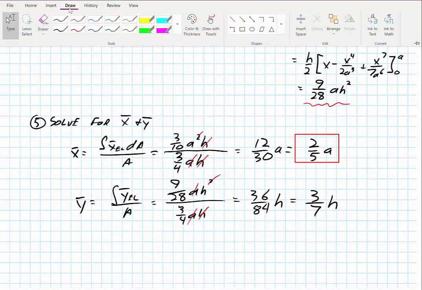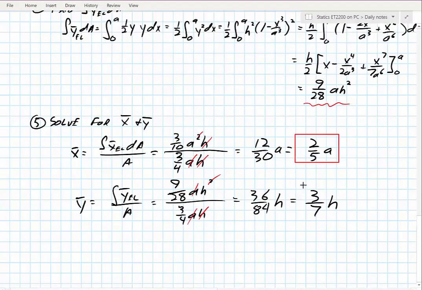So that's it in a nutshell as far as finding centroids by integration. More examples will probably make the process make a little more sense.